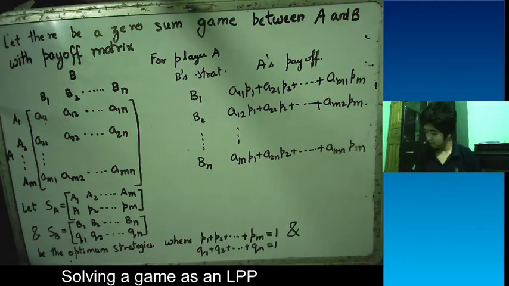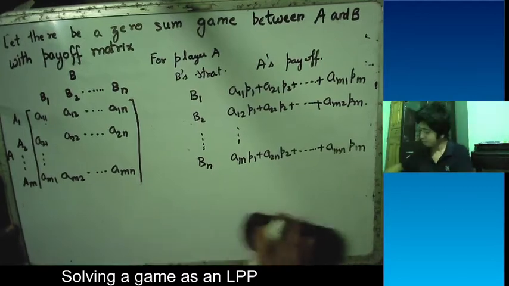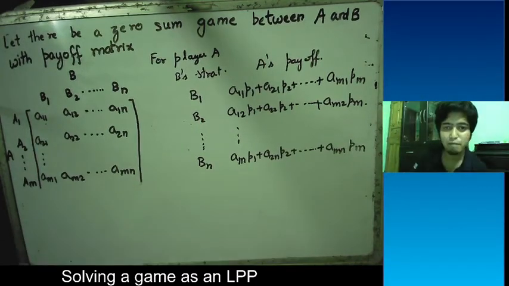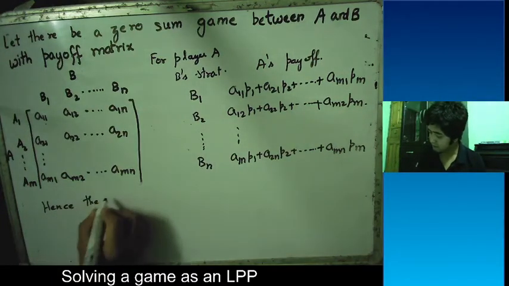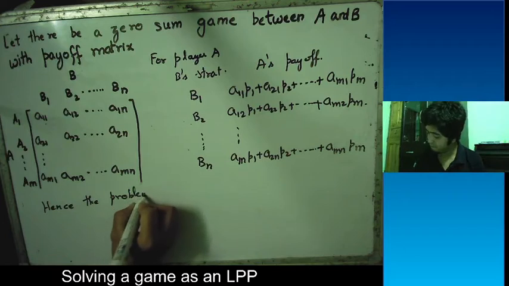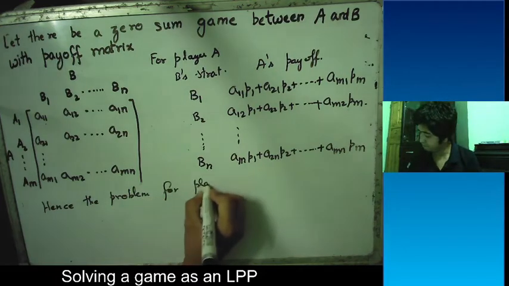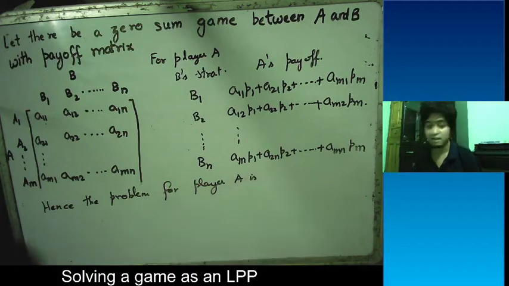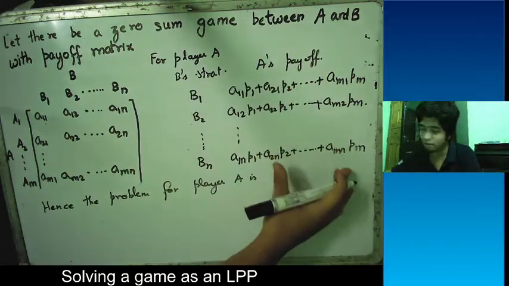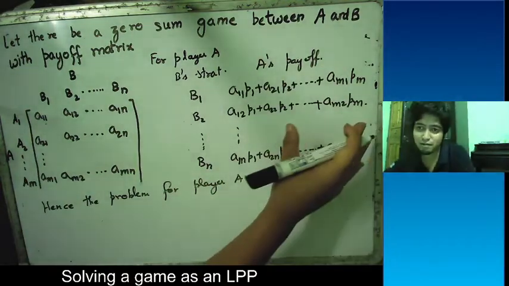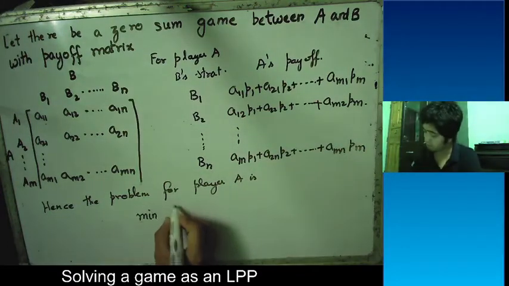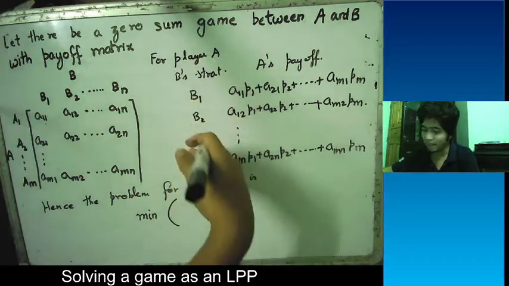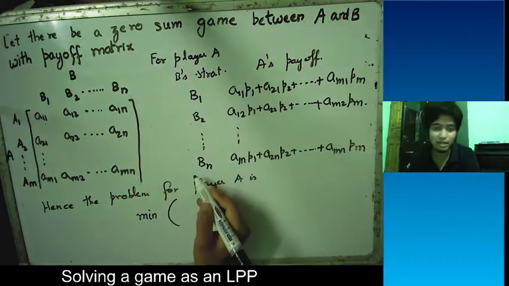Okay, so after doing this, what will be the problem for player A? Hence, the problem for player A is, remember that A is trying to maximize his profit. So first of all, he will calculate all of these payoffs. He will try to look at the least payoff that he can get. So first of all, he will take a look at the least payoff, over all the entries you have over here, B1 up to Bn.